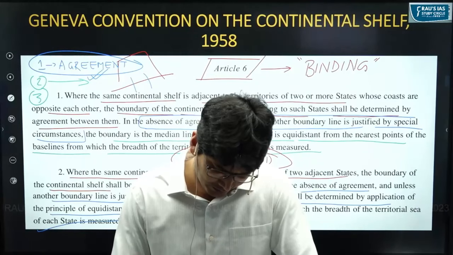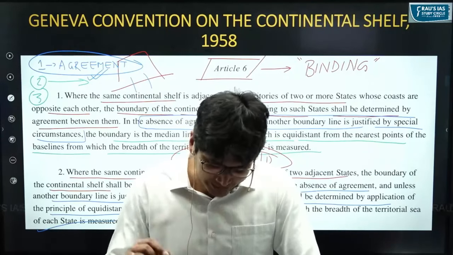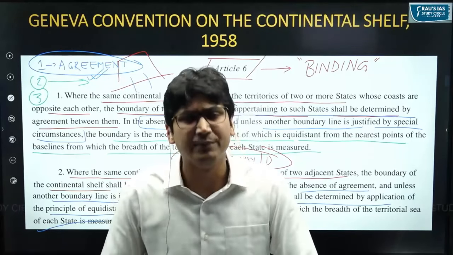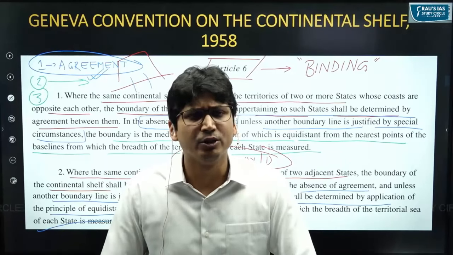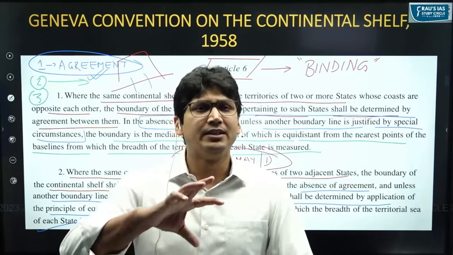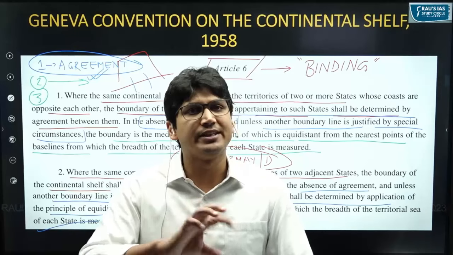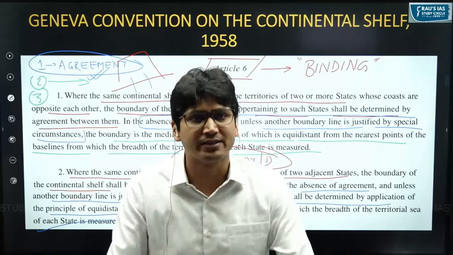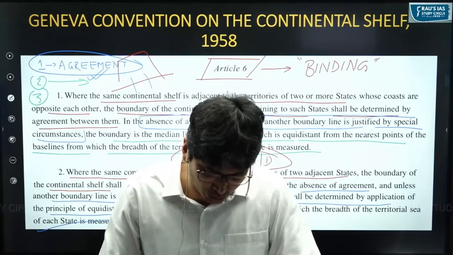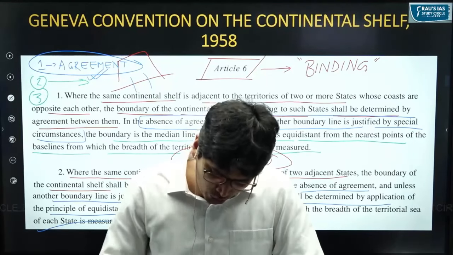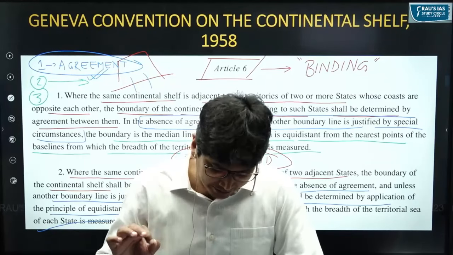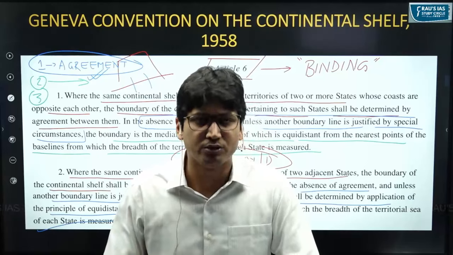So could you repeat this line again? Yes. The use of the equidistance method had not crystallized into customary law. Same thing, but in a different format. Because we discussed whether this particular convention crystallized or resulted in codification of certain customary international practices. So on this, the ICJ said that the use of the equidistance method had not crystallized into customary law, and the method was not obligatory for the delimitation of areas in the North Sea.